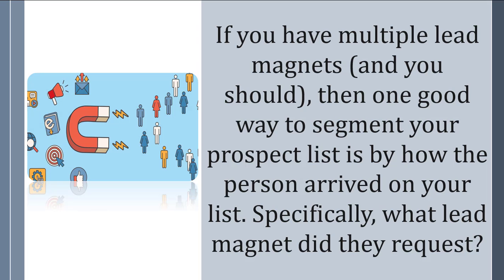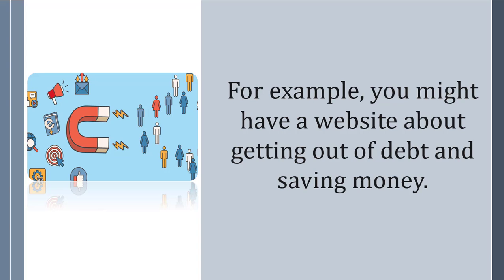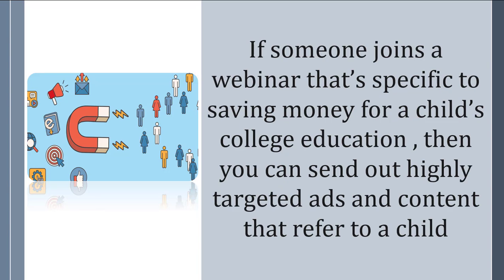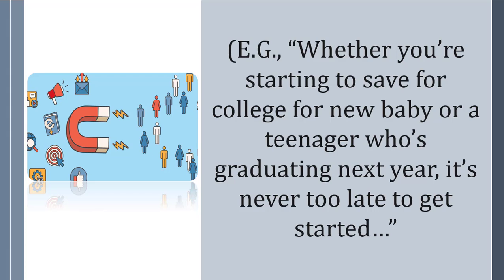Segment by lead magnet. If you have multiple lead magnets, and you should, then one good way to segment your prospect list is by how the person arrived on your list. Specifically, what lead magnet did they request? So for example, you might have a website about getting out of debt and saving money. If someone joins a webinar that's specific to saving money for a child's college education, then you can send out highly targeted ads and content that refer to a child. For example, whether you're starting to save for college for a new baby or a teenager who's graduating next year, it's never too late to get started.